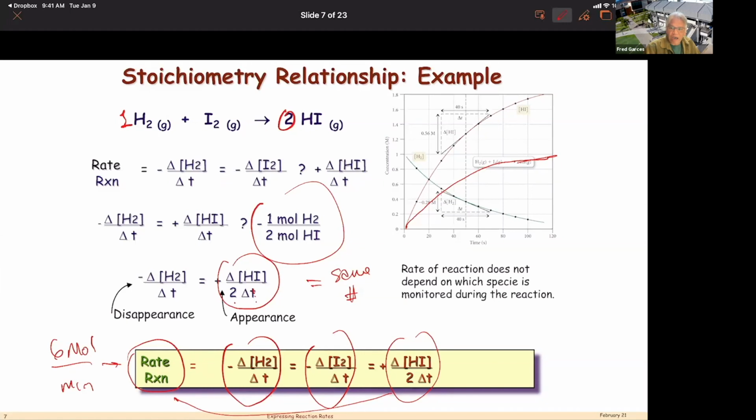Because if you want to produce 1 HI, then for every one of these that are consumed, it'll be producing 2 HI. That's the relationship so that they all equal the same number, the same reaction rate.